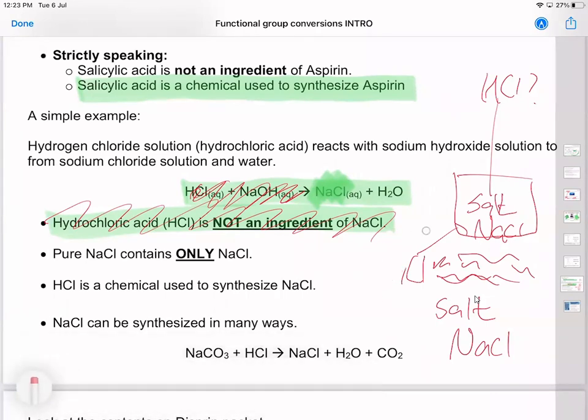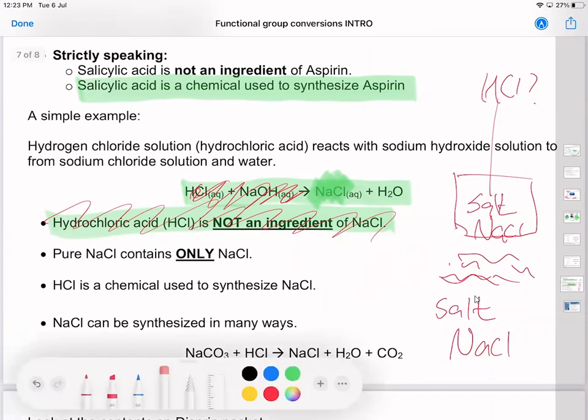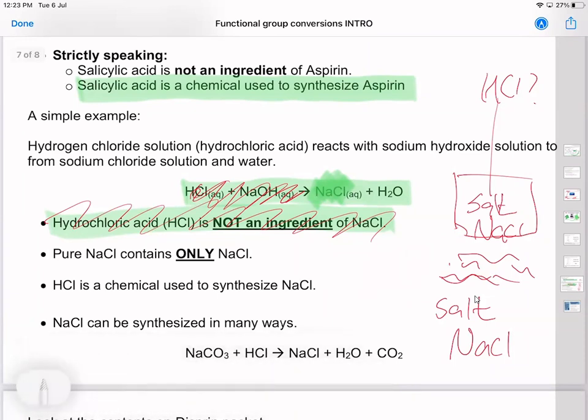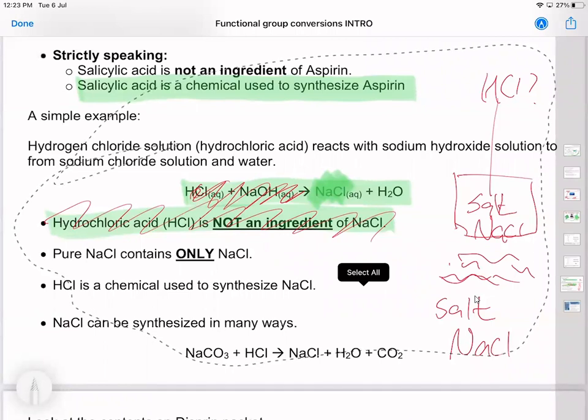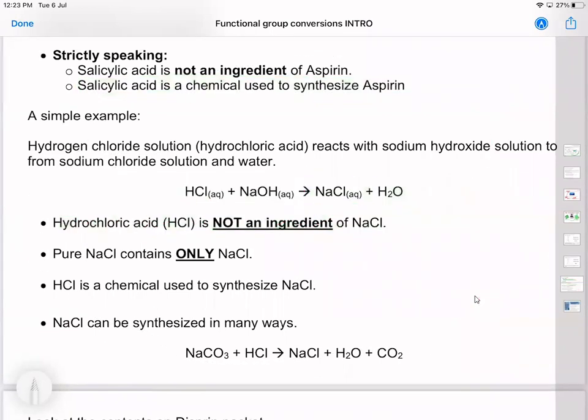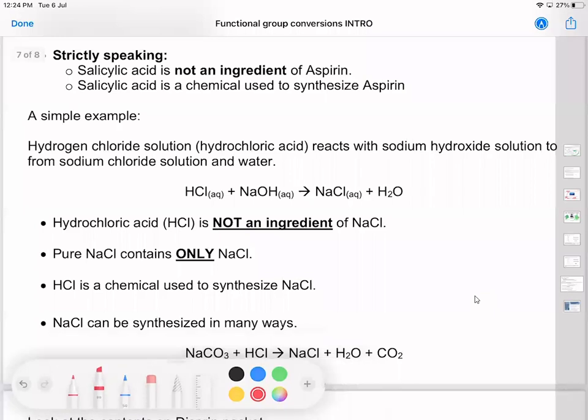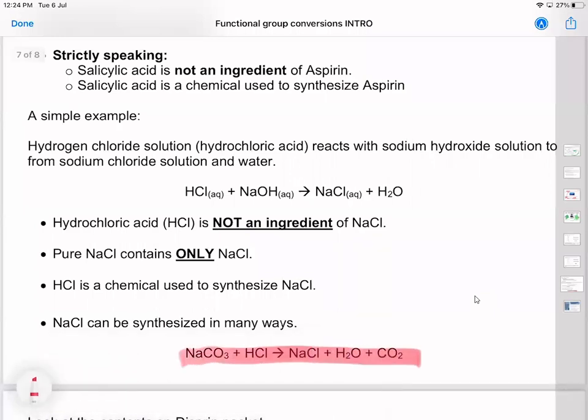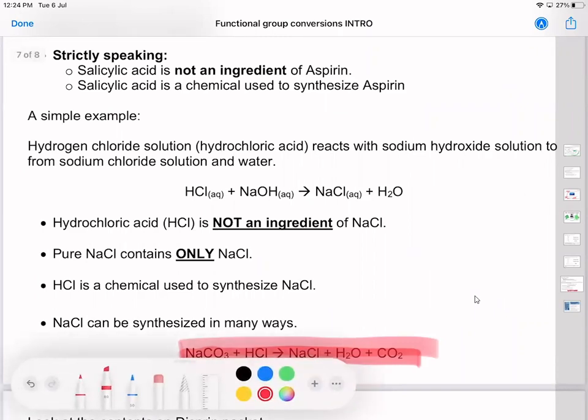So whatever I made it from no longer exists. Cool. Another way you can think about this is that there's more than one way to make NaCl, and that's the equation at the bottom. You know that a carbonate would react with an acid to produce sodium chloride. But would you agree with me that the two things on the left are not ingredients?